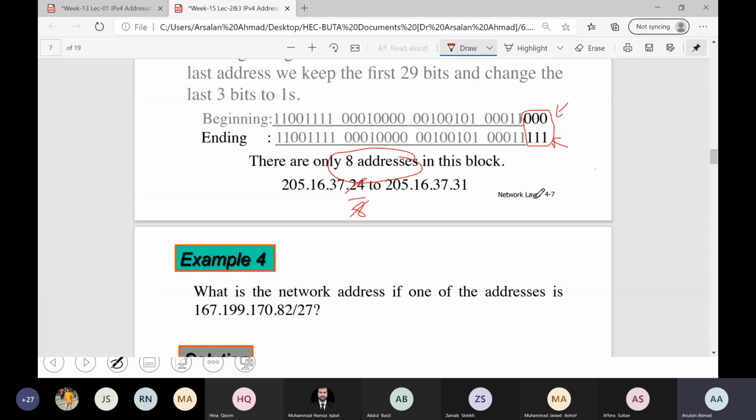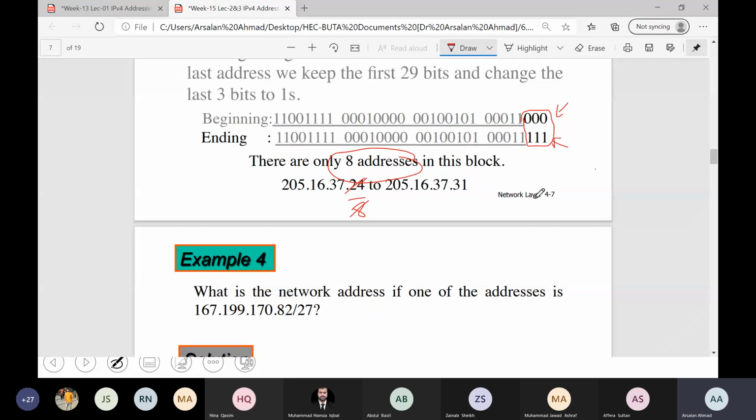Now this requires you to perform the process of masking. What is the network address if one of the addresses is this? Okay, one of the addresses. You have a block, and from the block one address has been picked. Okay, someone has just picked one address from the block.